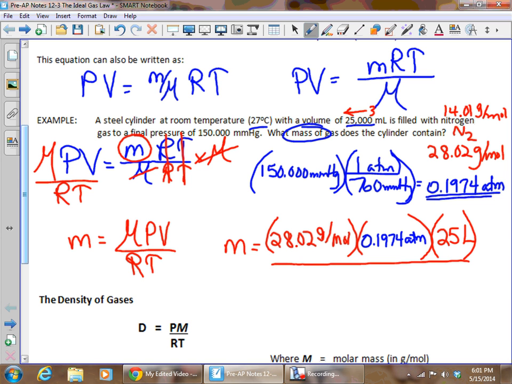On the bottom then, our gas law constant is 0.0821 liter atmospheres per mole kelvin. And then our temperature, since our temperature is 27 degrees Celsius, remember we have to add 273. That's always true with the gas laws. So we're going to end up with 300 kelvins.